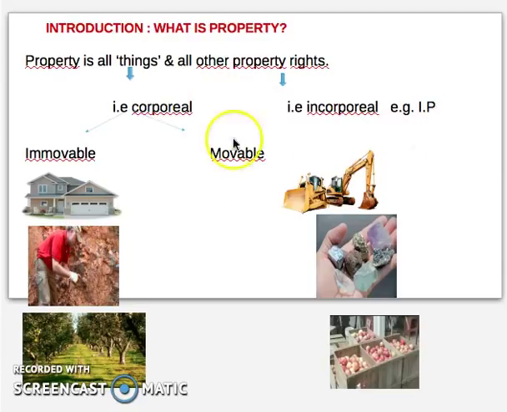All other property rights are things that are incorporeal. So incorporeal means you cannot touch them, you cannot see them, they are not physical. For example, intellectual property rights, so copyrights and trademark rights, those are considered to be incorporeal rights. Also, maybe your right to a payment, your human rights, your right to an education, those are things that are considered to be incorporeal property, because you cannot touch them, but they are still property.